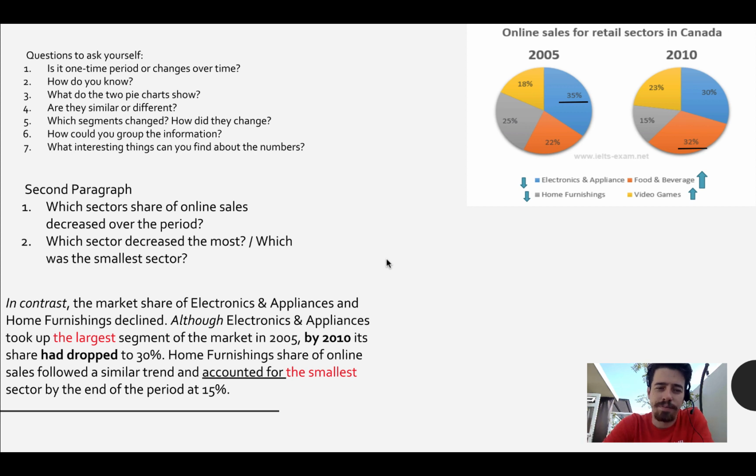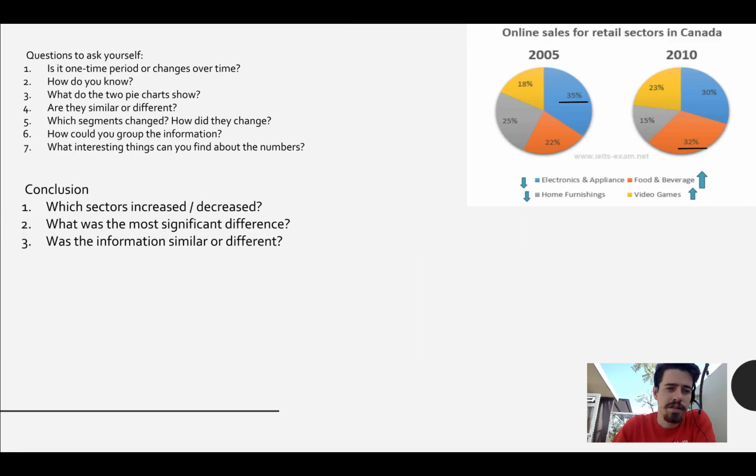After this paragraph, there should be the conclusion. So the conclusion is very short, and it is just one sentence. So just giving a general trend. Okay, so for the conclusion, there are 3 things you could do. You do not need to do all 3 of these. Just one sentence is okay for the conclusion.